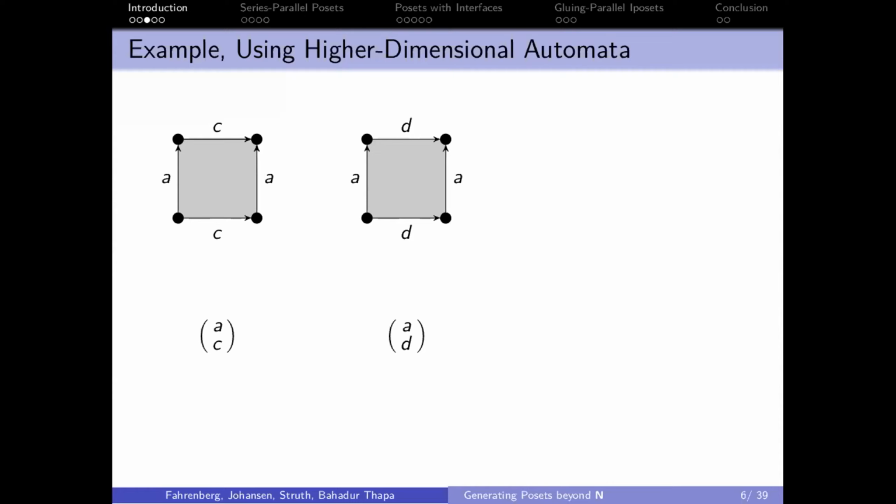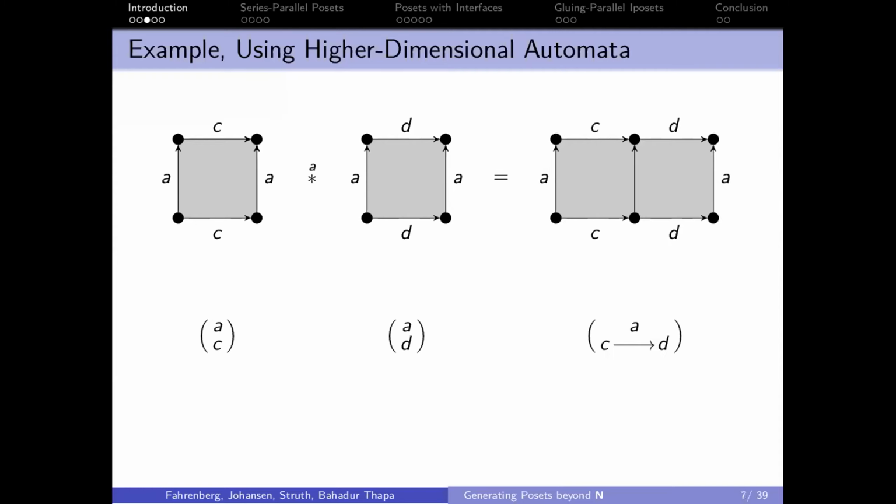Now, in higher dimensional automata, we can concatenate those two squares to a rectangle, which you see on the right, which is now the two squares concatenated along the A transition. So what does it signify computationally? Well, it means that the A is running in parallel with C followed by D. So you have C before D, and all the while A is running in parallel, and you see again the pomset representation of it below.